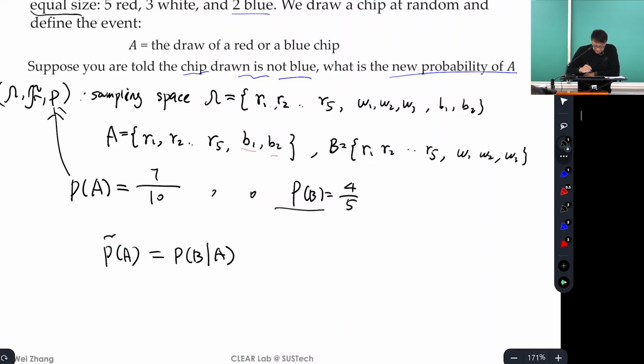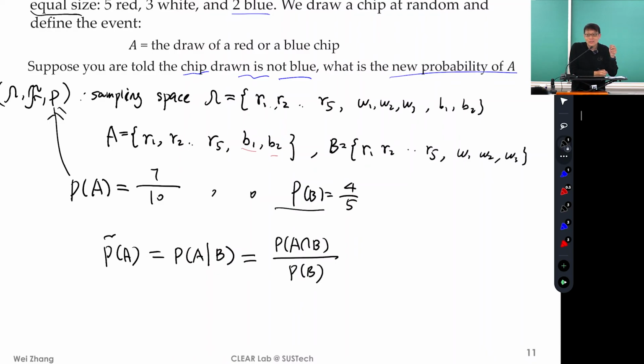Probability of A after you see B occurred, that's a new probability measure. I define it like this. By the definition we introduced from the last slide, this is P of A intersect B divided by P of B. Why do you need to divide it? Because now the entire B is everything you live in. It's the whole sampling space. You have to scale it so that its probability will be 1.